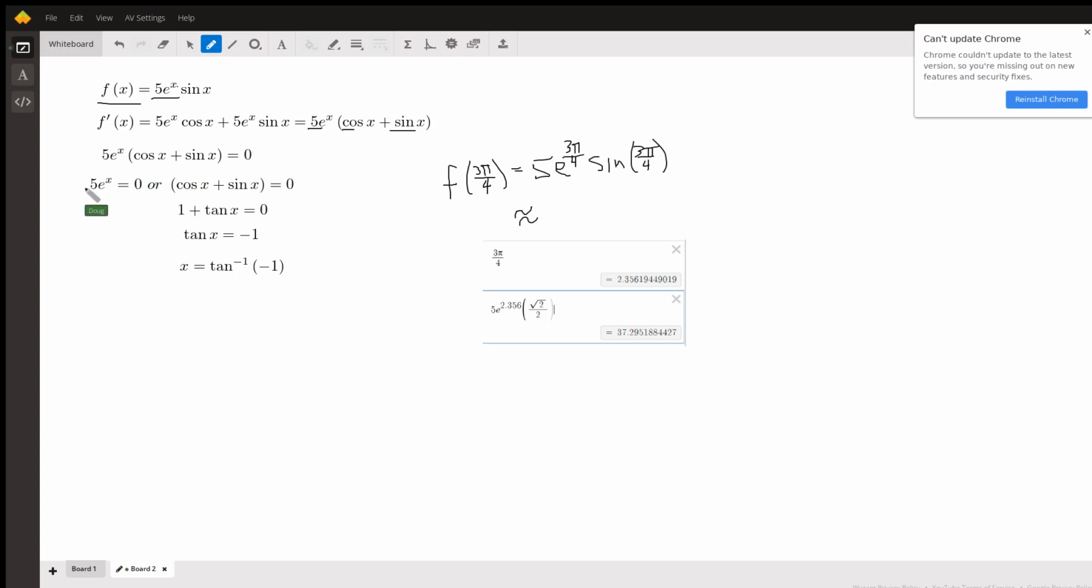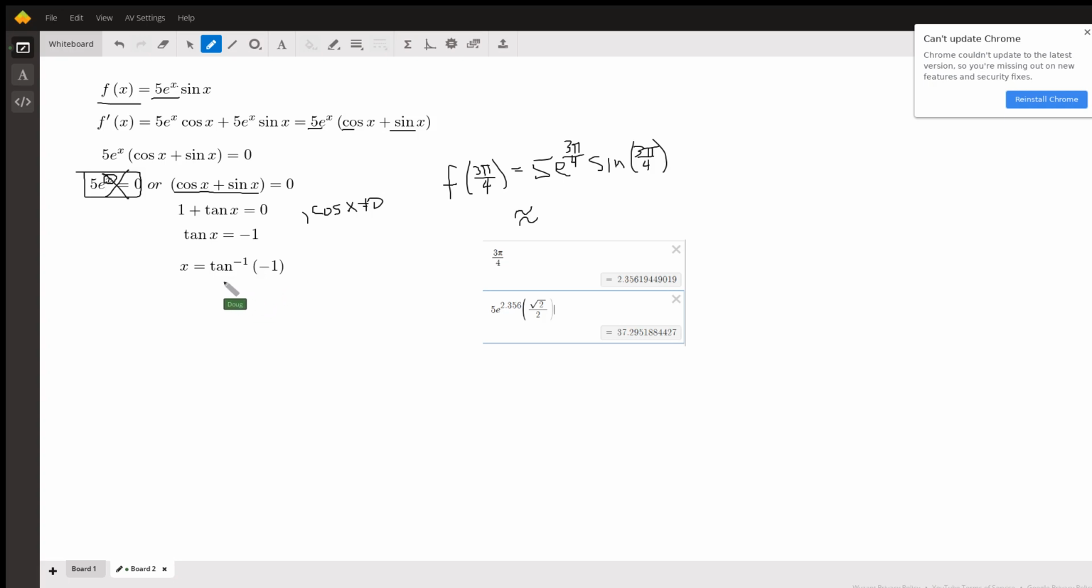Well, the truth is this factor never equals 0, because e to any power is going to give us a positive number. Okay, so we want to really know, when does cosine of x plus sine of x equal 0? As long as the cosine of x does not equal 0, I can divide every term of that equation by the cosine of x, and I get 1 plus tangent of x equals 0. Tangent of x equals minus 1, so x is the inverse tangent of minus 1.